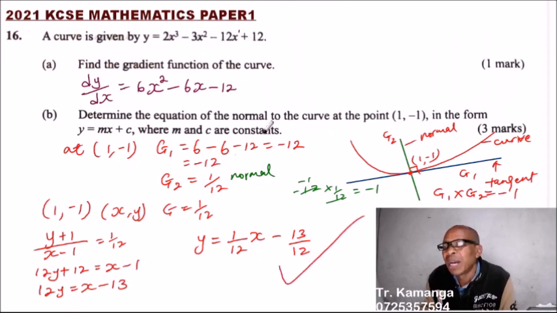So that's how you work that out. You are being tested on whether you know what the normal is, how to get the gradient, and the relationship between the gradients of two perpendicular lines. That is what is being tested here. So if you have that, then you should be able to get the 4 marks in this question.